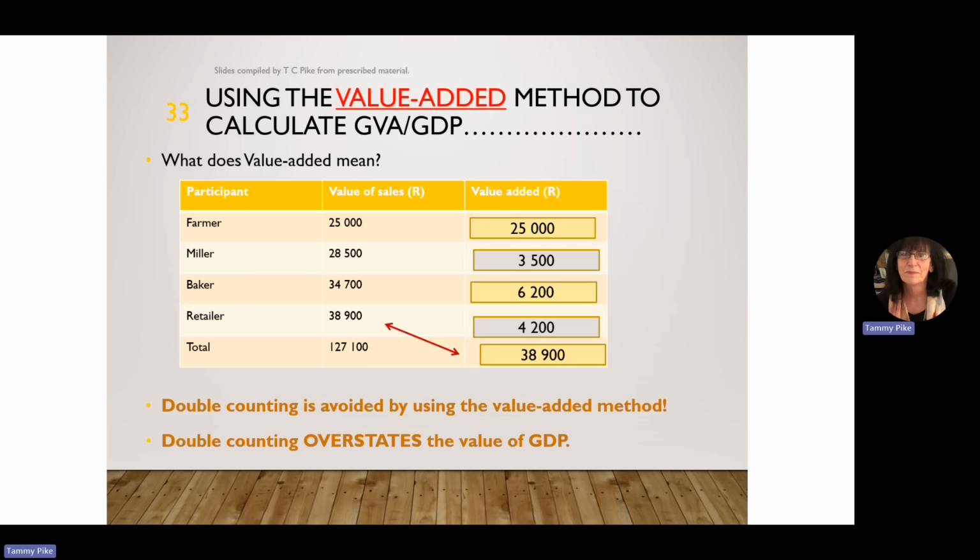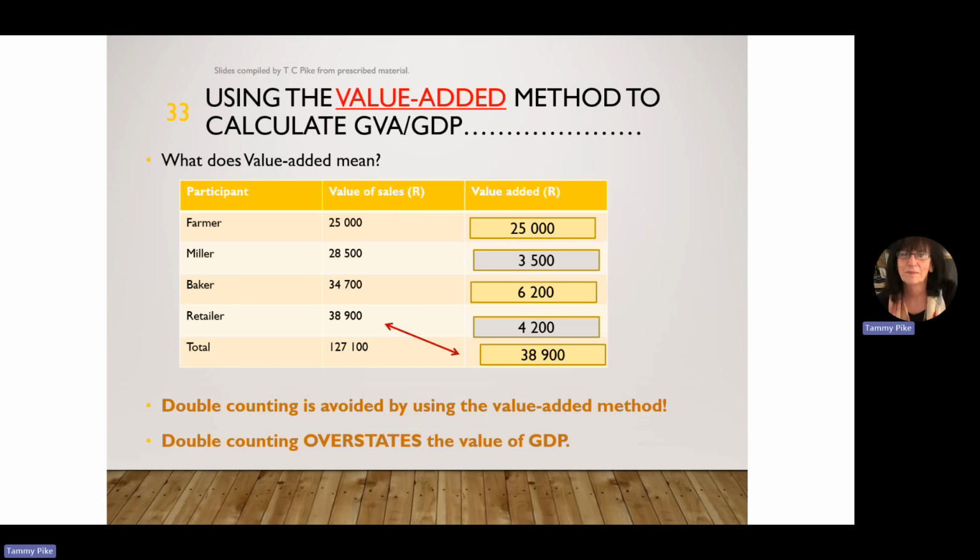This is, let's say, a little snapshot of bread production in the economy. So the farmer plants the wheat, and then sells the wheat to the miller who makes the flour. He sells the flour to the baker who makes the bread. The baker sells the bread to Checkers or Pick and Pay, and they sell it to us.